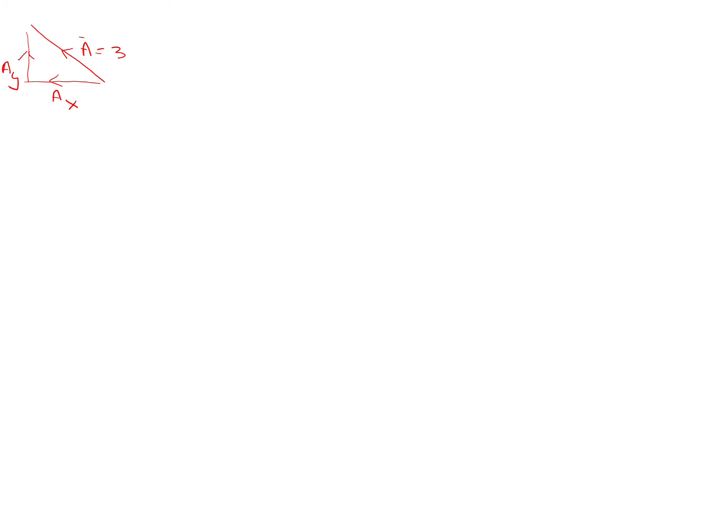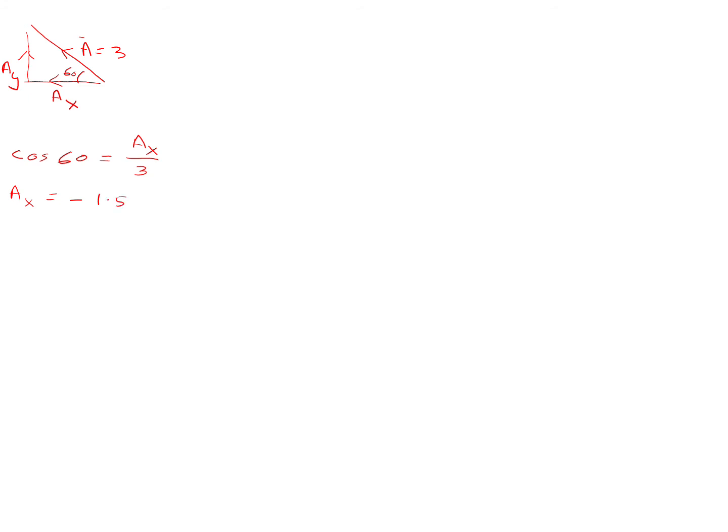So you can use sine, cosine. Let's assume this angle is 60. So cosine 60 equals A_x over hypotenuse, which is 3. A_x equals negative 3 cosine 60, which is 1.5.